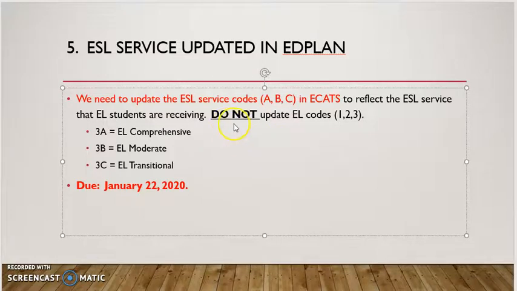It's important to note that you do not update the EL codes. The codes 1, 2, and 3, you do not need to update those, because that information comes directly from PowerSchool. And so a review of those codes: 3A equals the EL comprehensive service, 3B is moderate, and 3C is transitional. This matches up with our LIEP, our language instruction educational plan that we use for our ESL programs. And so that needs to be updated by January 22nd of 2020.